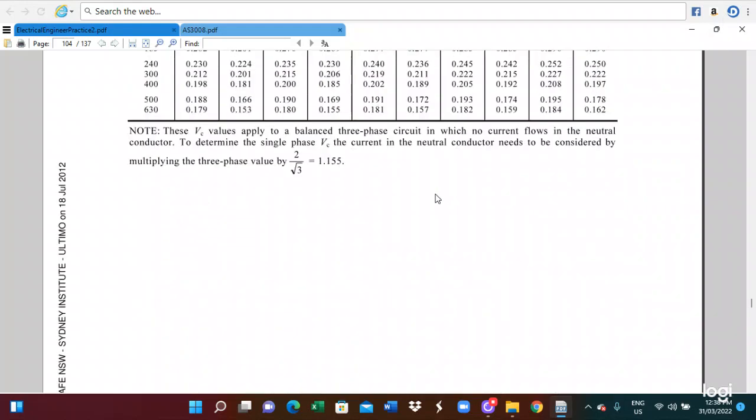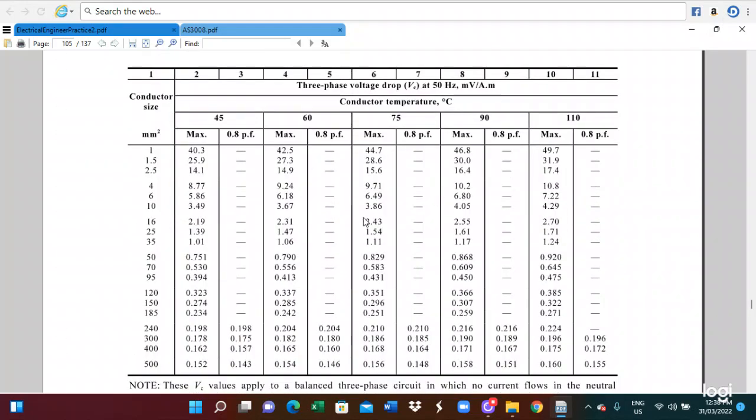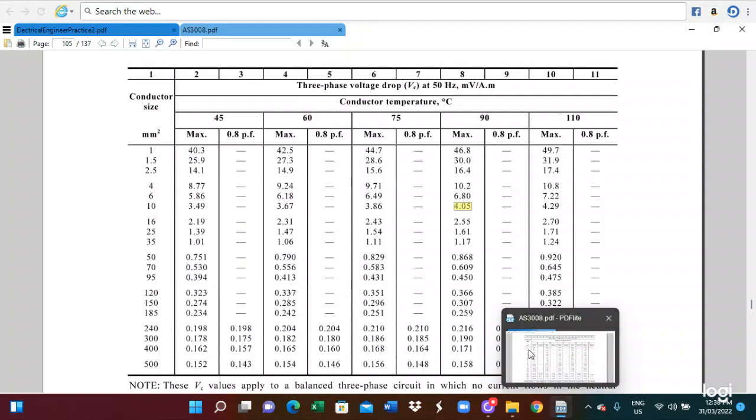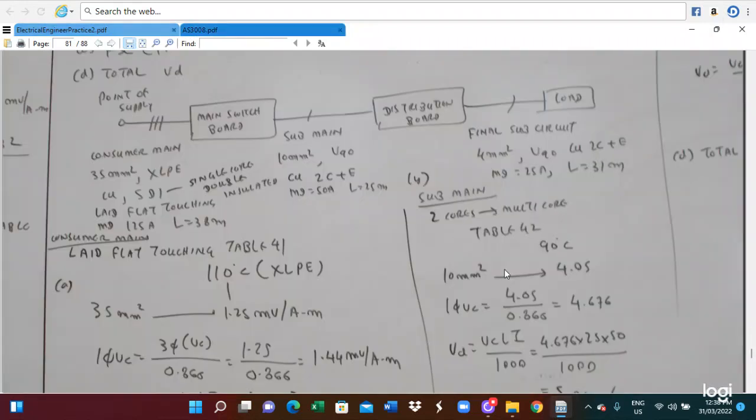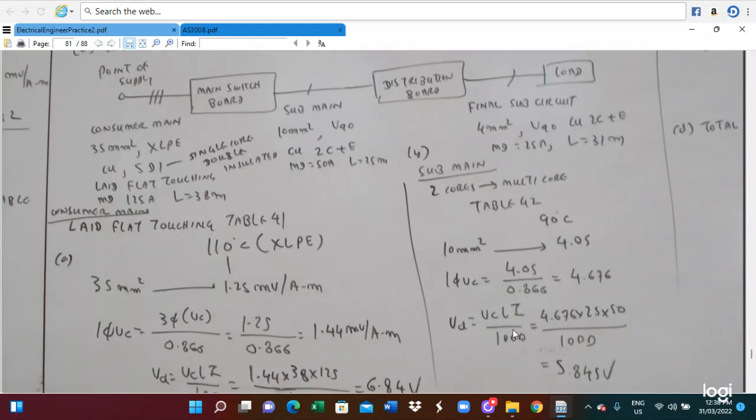Table 42, we select table 42. 10 millimeter square, 90 degree centigrade. So this is 4.05, the 3-phase voltage drop. 4.05 divided by 0.86, you get 4.676. So we substitute here, V equal to VC by 1000. 4.676 multiplied by 25 into 50. 25 is the length, and 50 is the maximum demand current, and we get 5.845.